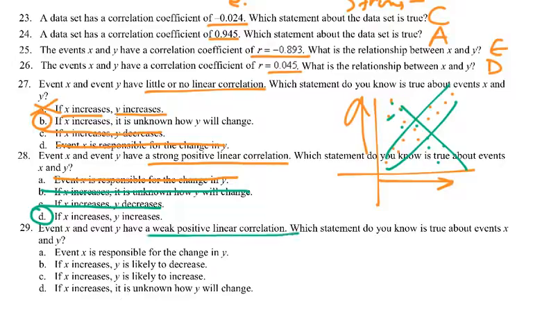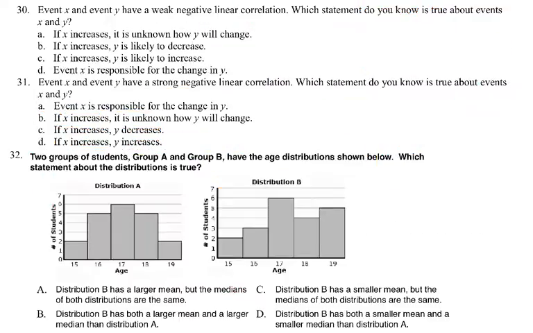Okay, a weak positive, what do we know? Is it responsible? No, definitely not. Will we not know how it changes? Not really, because even if it's weak, there's still going to be a connection. So if X increases because it's positive, Y would be likely to increase. Okay, there's a chance it will. It may not quite like we think, but there's a chance.